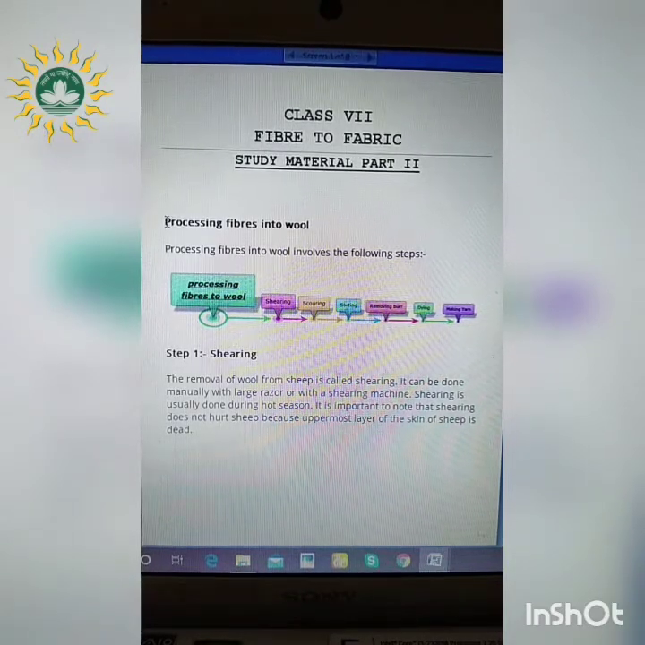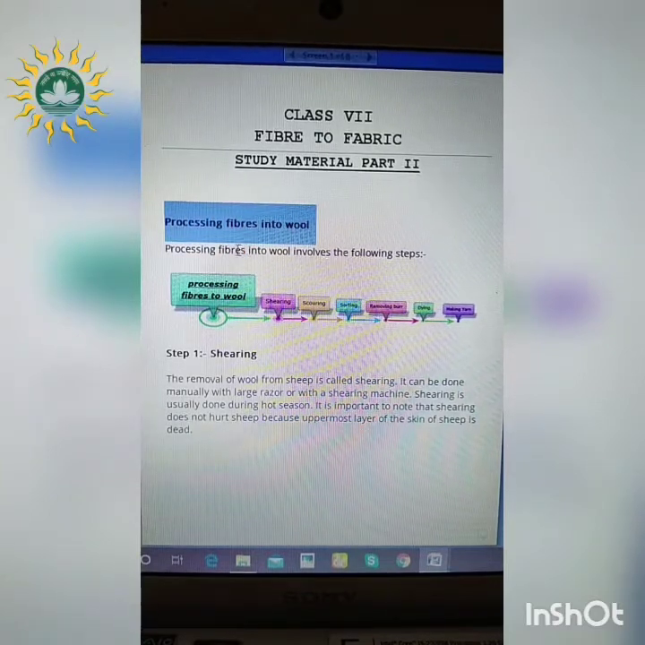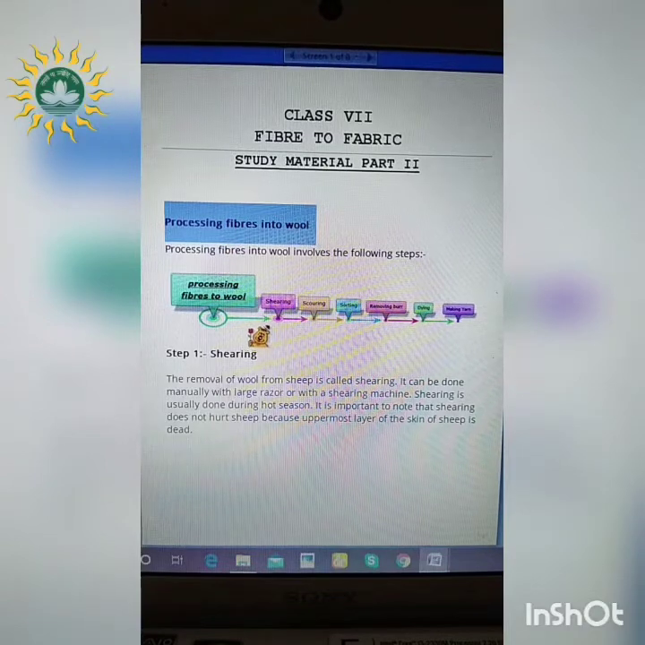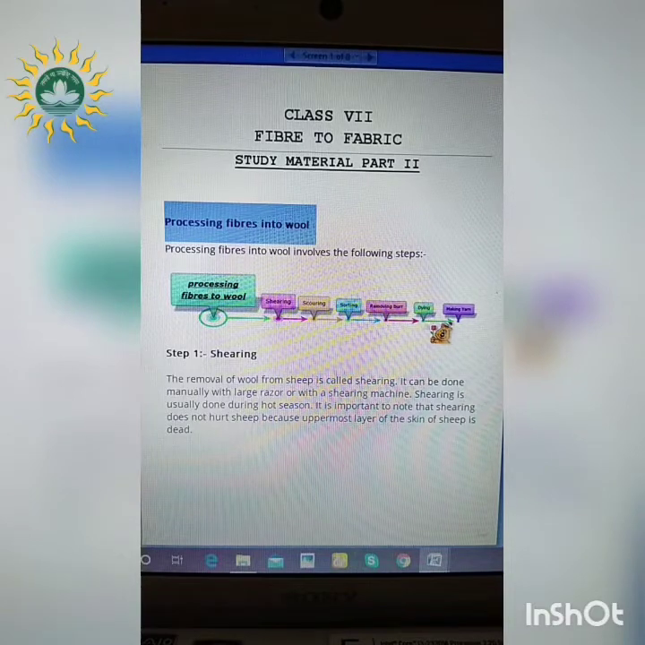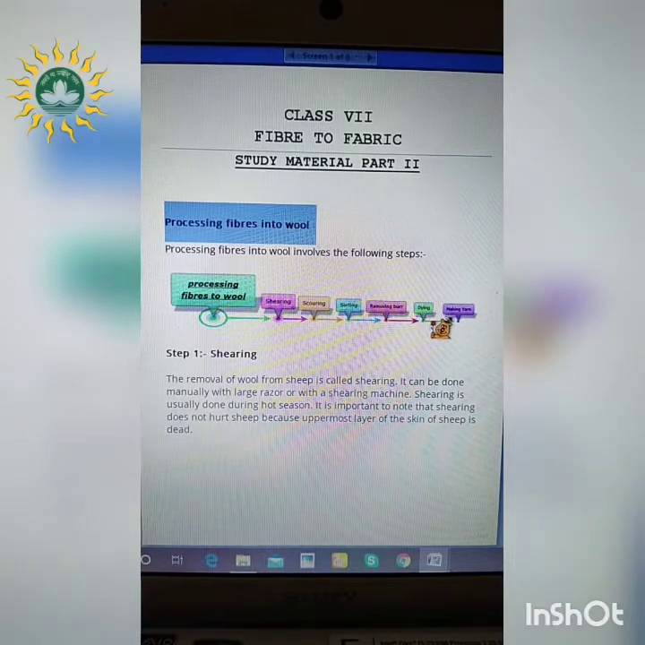Firstly, we'll start with processing fibers into wool. So how are these fibers changed into wool? From this flow chart you can see that there are several steps through which this process takes place. What are those? Shearing, scouring, sorting, removing bark, dyeing and making yarn. So these are the different steps through which the wool is formed.